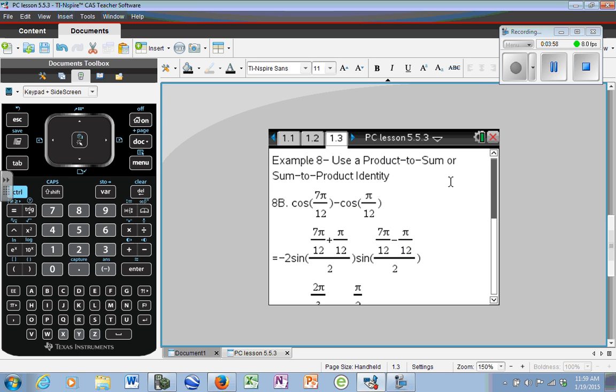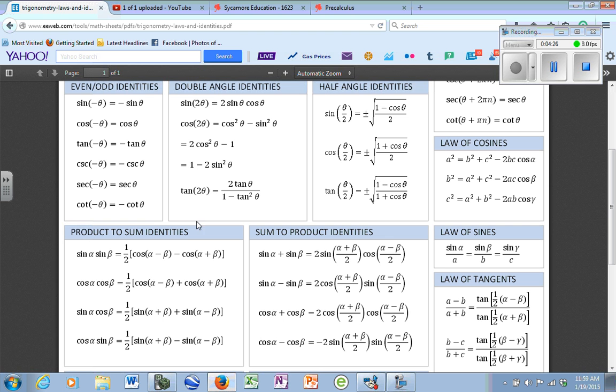Here's the next one, example 8. Use a product to sum or sum to product identity. And 8B has these two angles. And I decided I would pick B because I know that Barrett loves radians. Okay, and so you have to think in terms of fractions when you're doing it in radians. Not terribly complicated, because this one is a cosine minus a cosine. And so we go to our laws and we say, oh okay, there it is. Cosine alpha minus cosine beta. This is a sum to product.